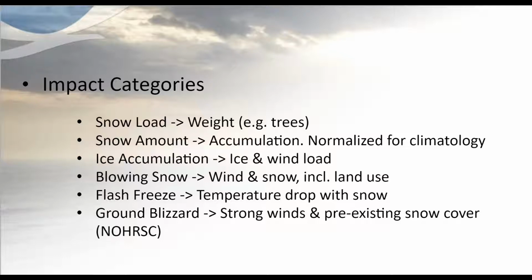Ice accumulation is the same thing, but it also takes into account not just the accumulation from the FRAM, but also the wind load from expected wind speeds. Blowing snow is also using the wind, this time including snow accumulation as well. That does include the land use we talked about before. So that is for new fresh falling snow. In contrast, the ground blizzard at the bottom is only using the pre-existing snow cover, and we actually have a recent event for that we'll cover too. Flash freeze is simply using the temperature drop with falling snow as well.